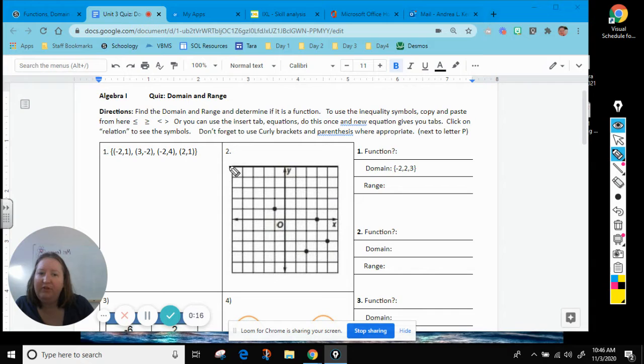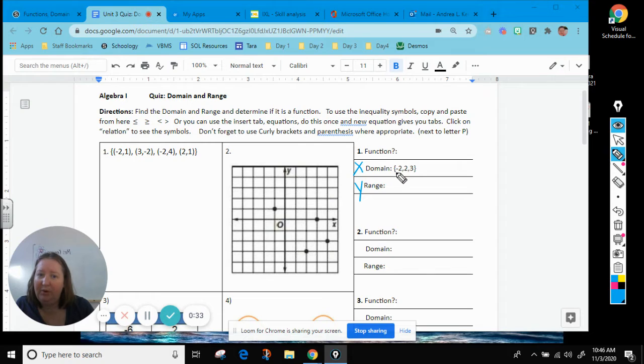So when you're looking for the domain, we know that those are the X values, and we know that the range is the Y values. And you can see this one I've done already.